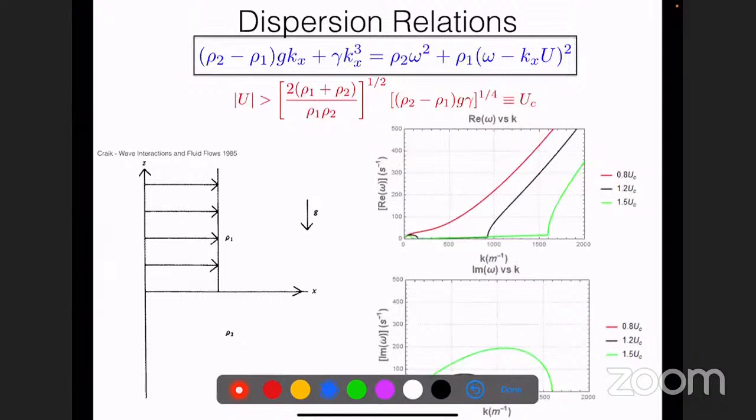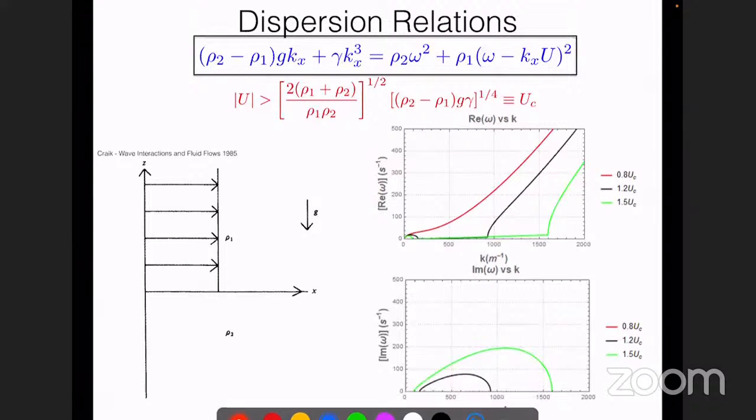So this is how the real part of omega and the imaginary part of omega would look. If you were looking at the imaginary part of omega, you want that to be non-zero. So if the velocity is 1.2 times that u critical or 1.5 times u critical, you actually get an instability. The green line corresponds to u being 1.5 times uc. The black line is when it is 1.2 times uc. But the moment u is equal to 0.8 uc, there isn't any instability, as it should, because if the top layer is moving with a speed lower than this critical speed, there would be no instability.